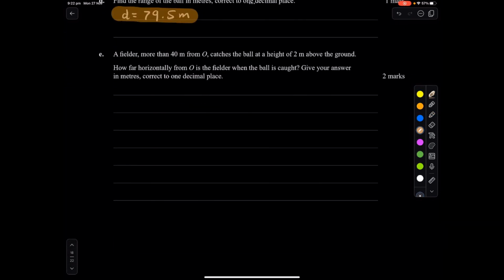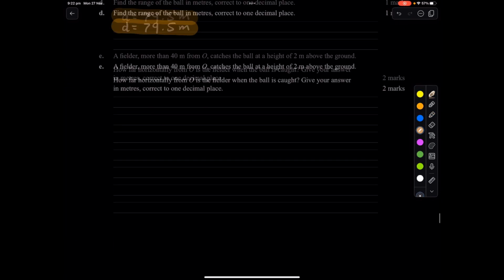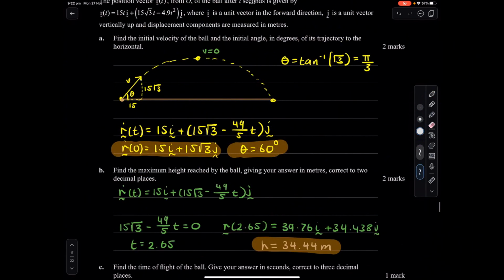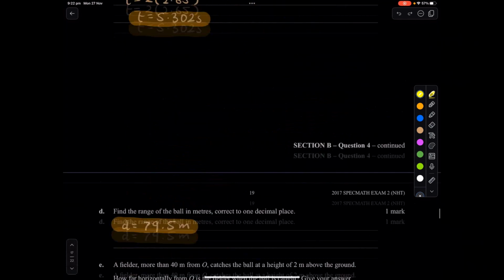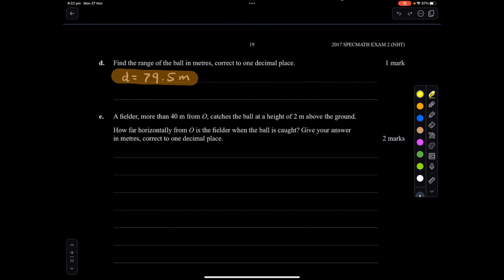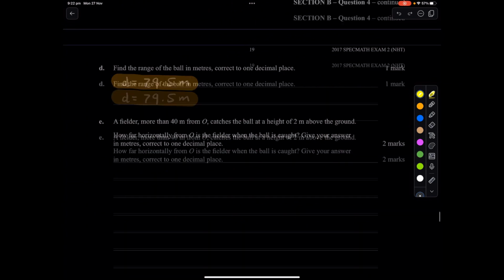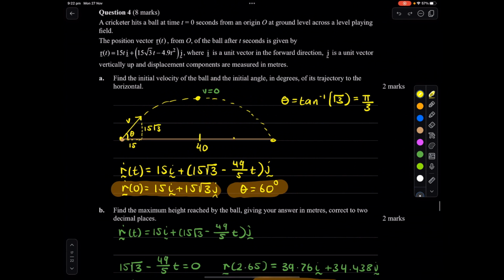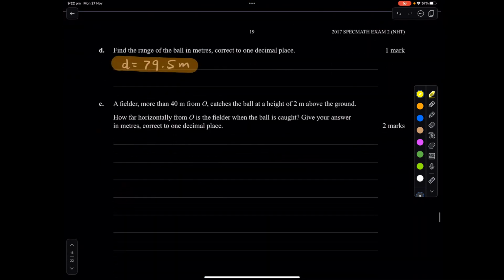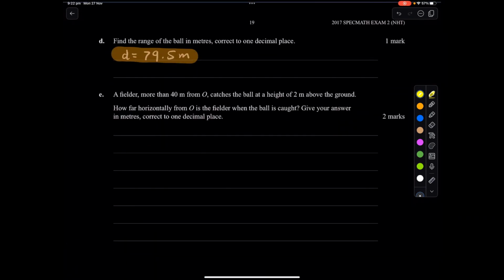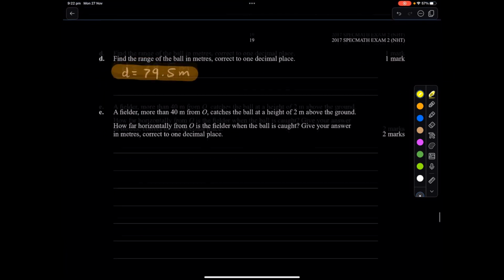A fielder more than 40 meters from O. So in other words, imagine a fielder. Let's call this over here 40 meters, and he's around over here. A fielder more than 40 meters from O catches the ball at a height of 2 meters above the ground. So imagine he's over here, and he catches the ball 2 meters above the ground. So 2 meters. How far horizontally from O is the fielder when the ball is caught? Give your answers in meters.